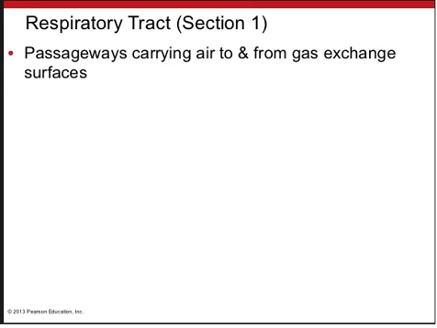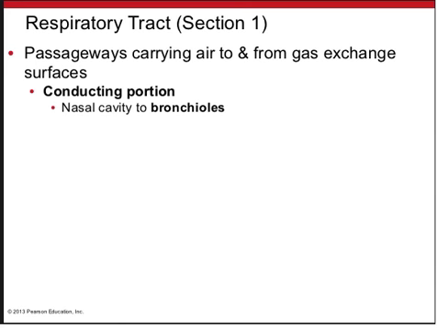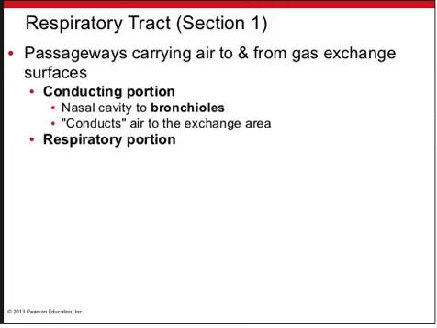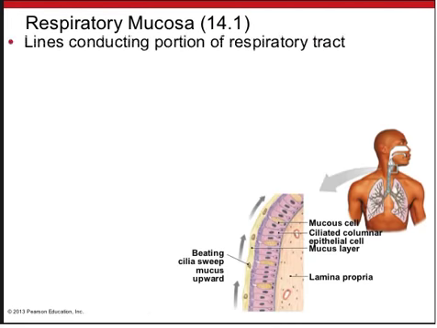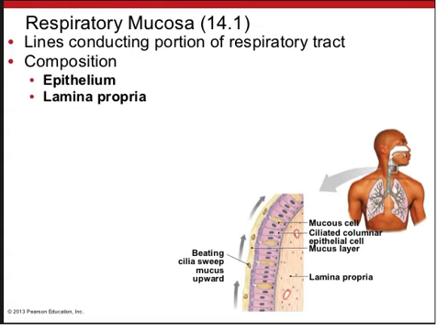The respiratory tract is made up of passageways that carry air to and from gas exchange surfaces. The conducting portion runs from the nasal cavity to the bronchioles and conducts air to the exchange areas, while the respiratory portion is made up of the small bronchioles and alveoli, and this is where gas exchange actually takes place. The respiratory mucosa lines the conducting portion of the respiratory tract and is made up on its superficial surface of epithelial tissue. Underneath that, lamina propria, which is connective tissue.